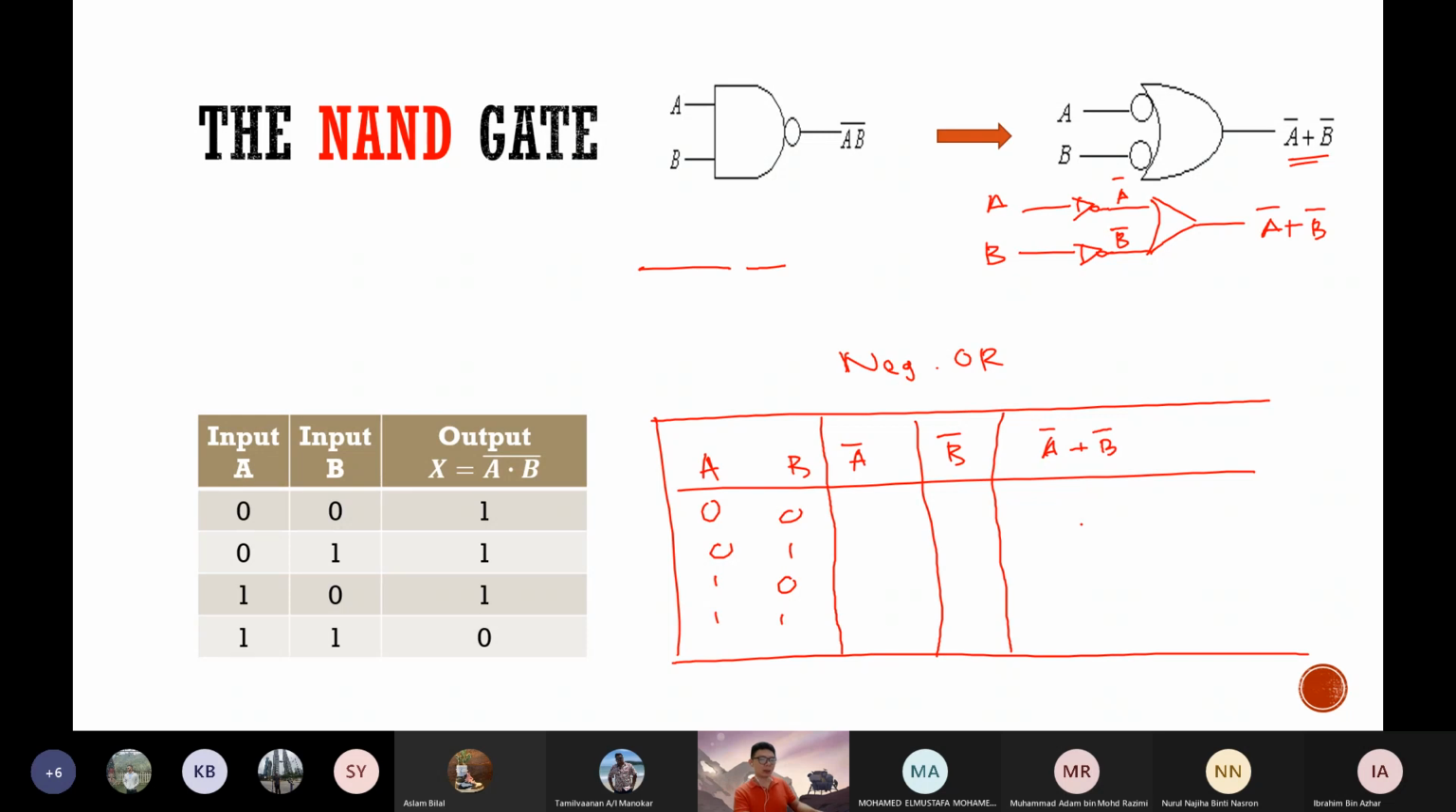Okay, so this is our output, the output that we want. Let's just work through this. What is A bar? A bar is just an inversion of A. So I'm just going to do that. Inversion of A.